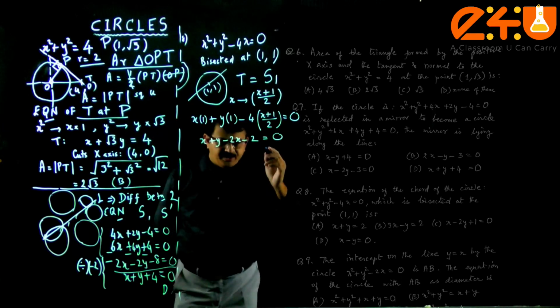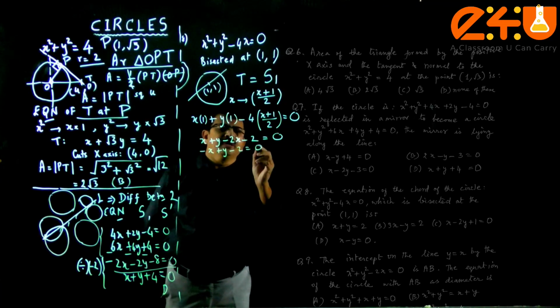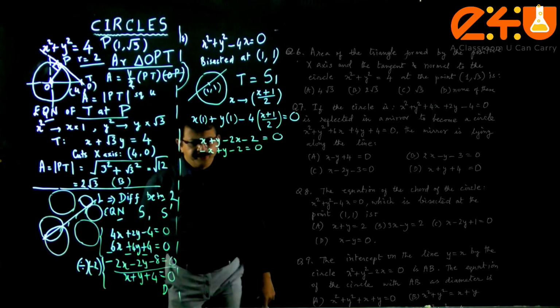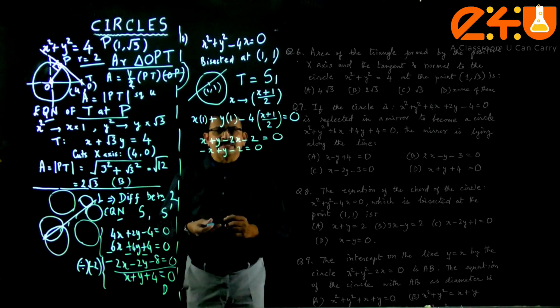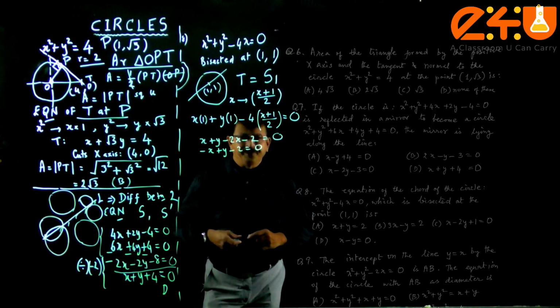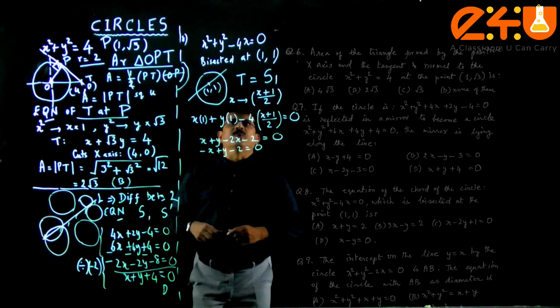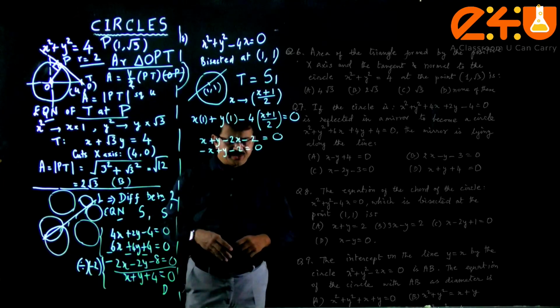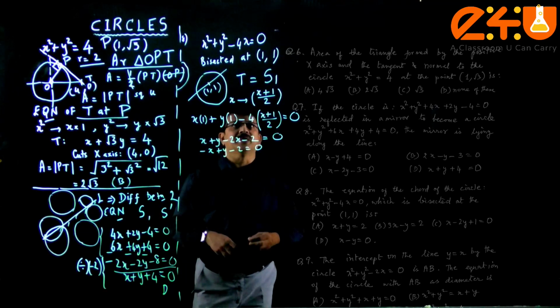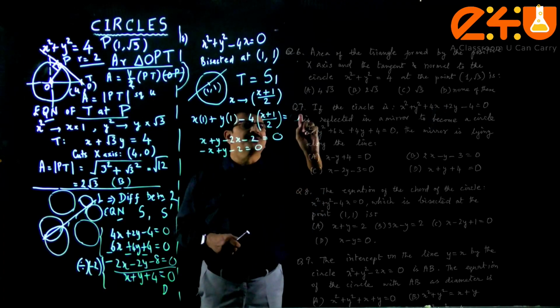So in other words, you get negative x plus y minus 2 equal to 0. So you can see x minus y equal to 2, x squared plus y squared minus 4x is bisected. I am sorry, this right side is not supposed to be a 0, it's supposed to be S1.